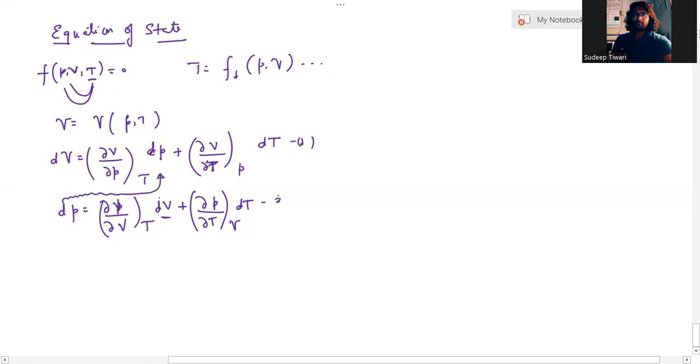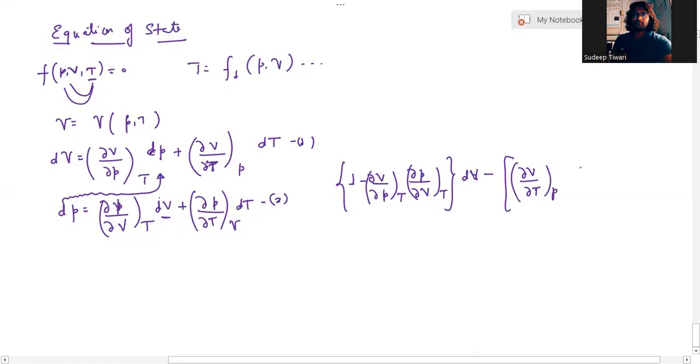from which I got a very important equation: 0 equals 1 minus del V upon del P at a constant temperature times del P upon del V at a constant temperature, times dV, minus del V upon del T at a constant pressure plus del V upon del P at a constant temperature times del P upon del T at constant volume, times dT.